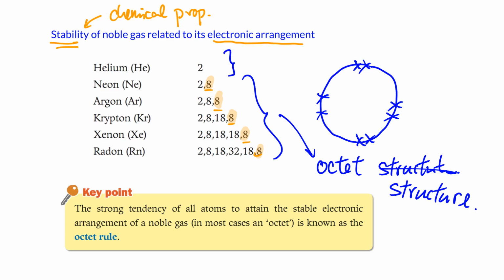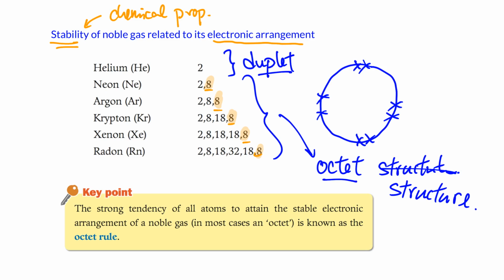It can't be 8, but having 2 is also not bad, because it has already fulfilled the first electron shell. So we call this one duplex structures. This is duplex structures, and this is octet structures.